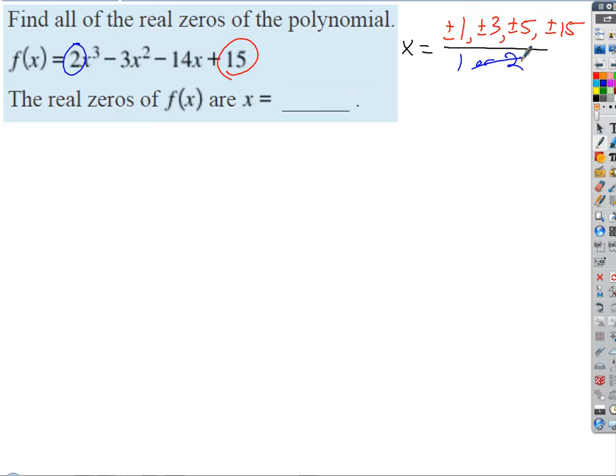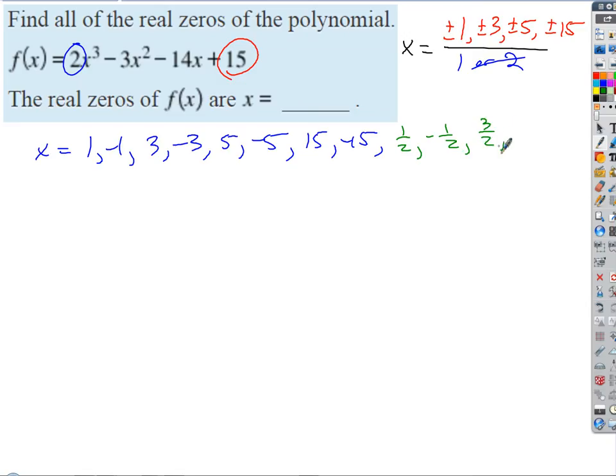Let's make a list. These are the x values we're going to try. So x could be 1, negative 1, 3, negative 3, 5, negative 5, 15, negative 15, and then if we kept going, there would be the ones with the 2 on the bottom also. So we could also get 1/2, negative 1/2, 3/2, negative 3/2, etc. But we're always going to try these first anyway, right? Does that make sense? Everybody get that part, because that's important. What are the possible x values you could try? Look at the factors of the constant.